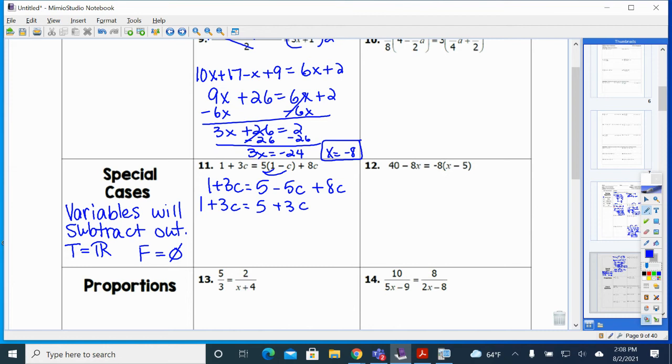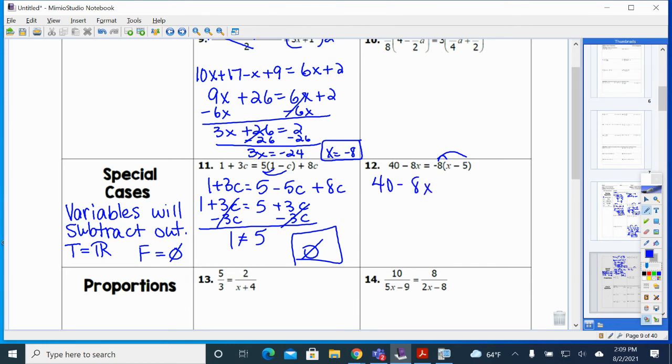Now what I want to do is I'm going to subtract this 3c. And what happens is the variables both cancel on both sides. But what I have left says 1 equals 5. Well, 1 never equals 5. So that's what tells me that that's no solution. That is my answer. There is no answer. It's a no solution.